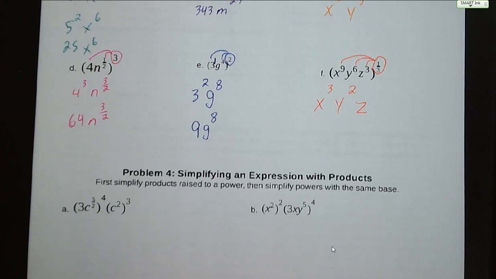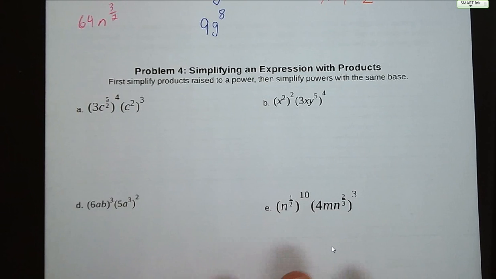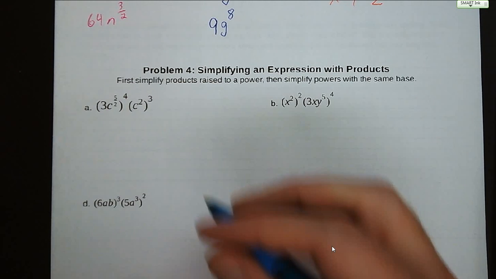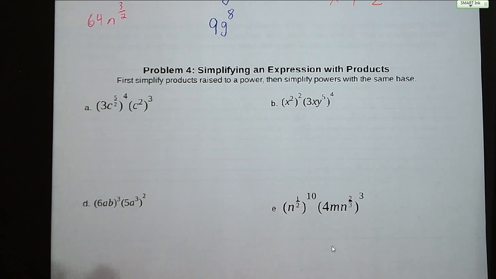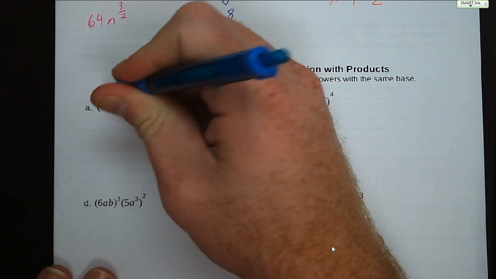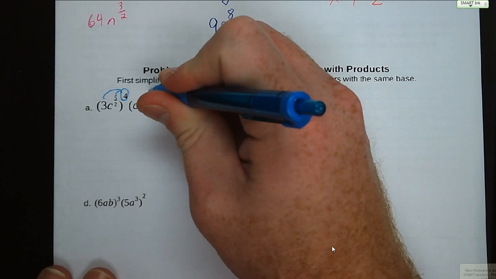All right, problem number 4, simplifying an expression with product. So now we are taking our product rule, product to a power, and we are applying it to multiple things. So we need to first simplify each of the products being raised to the power, and then we simplify any powers that have the same base. So we start off with the 4 being distributed and the 3 being distributed.